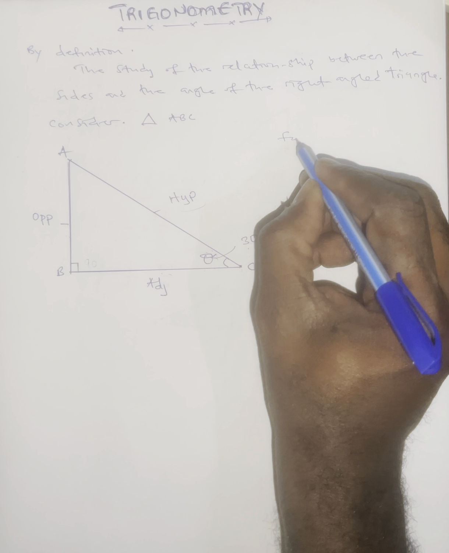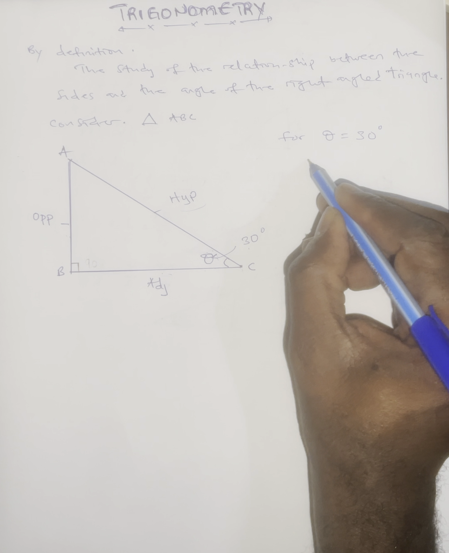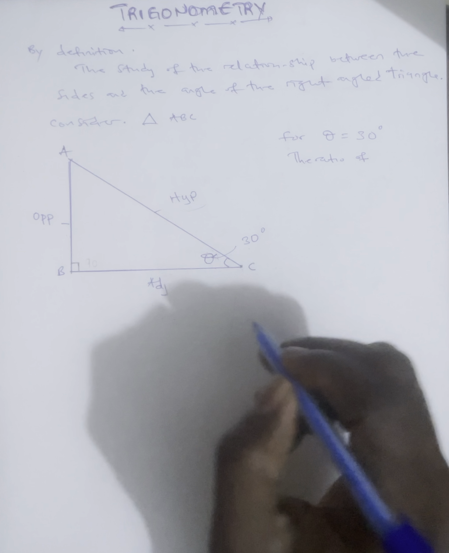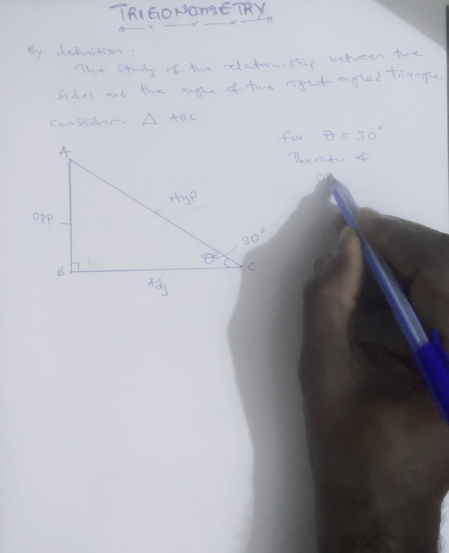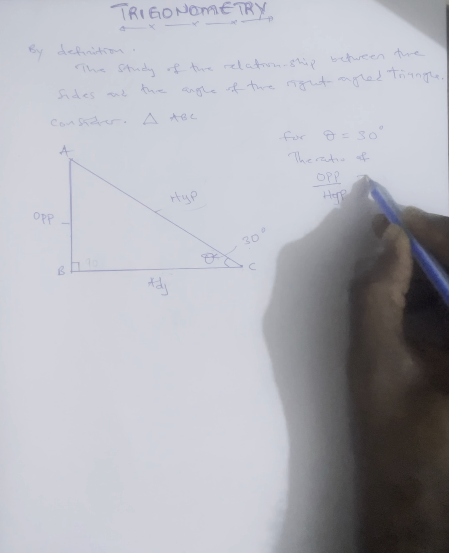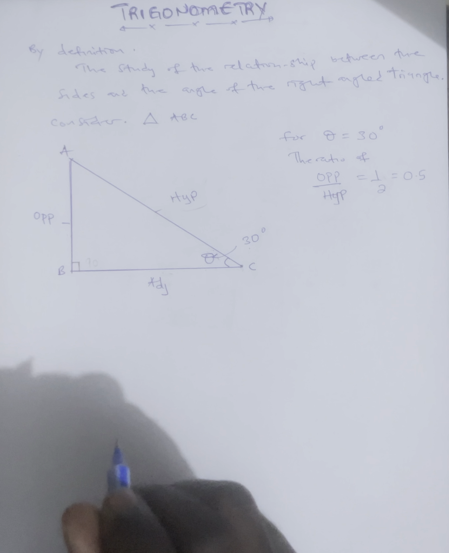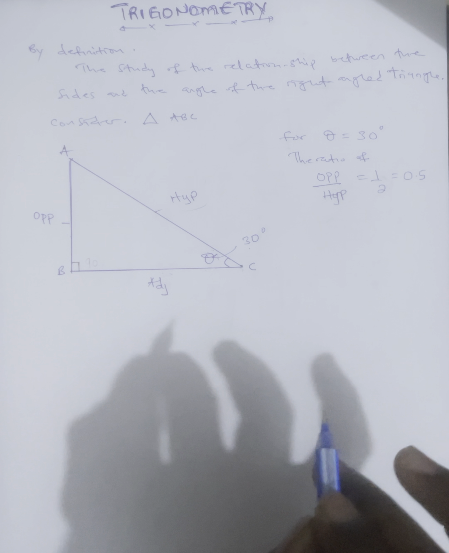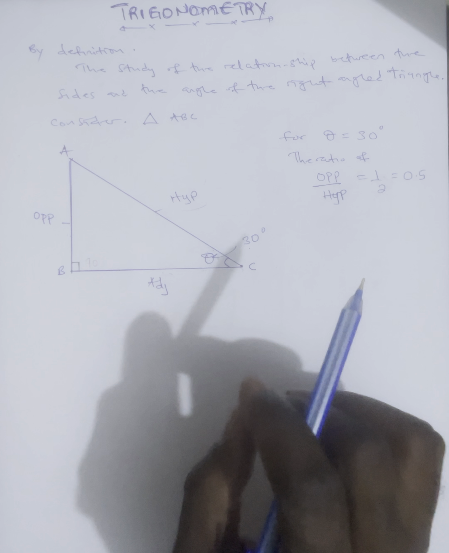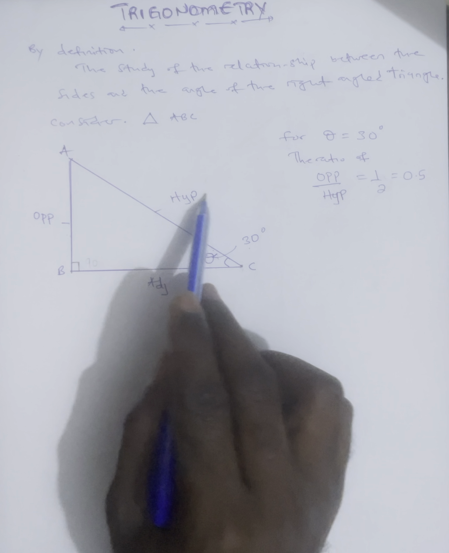So for the theta kuwa ni sawasawa na 30 means the ratio of opposite side to hypotenuse side is equal to a half or 0.5. So whenever you have a right angled triangles whereby the angle theta is 30, you will have 0.5 when you divide the opposite side to hypotenuse side.